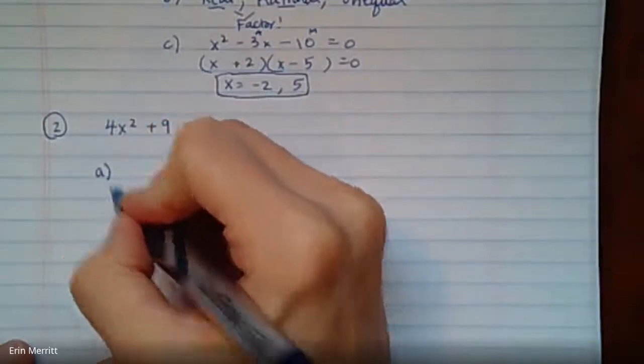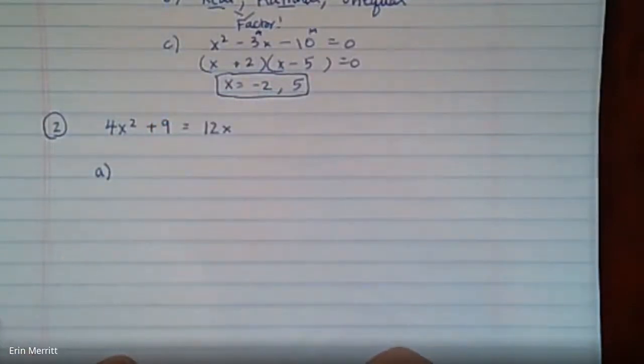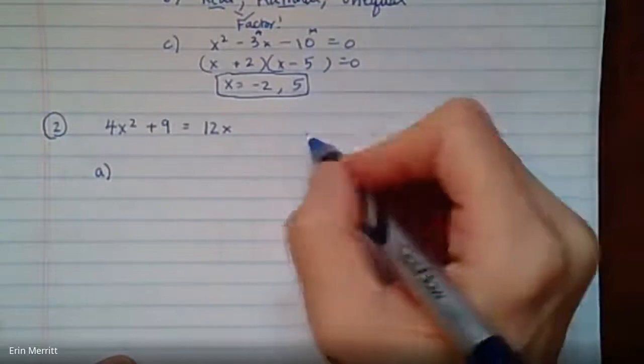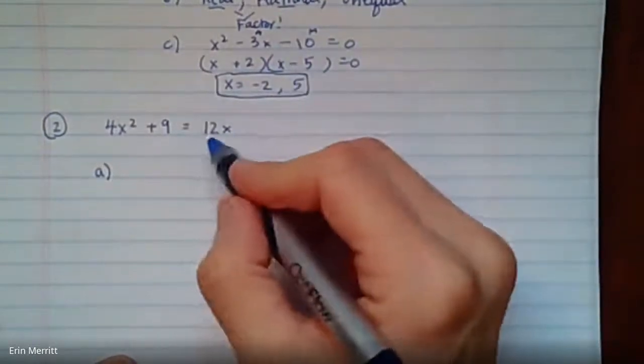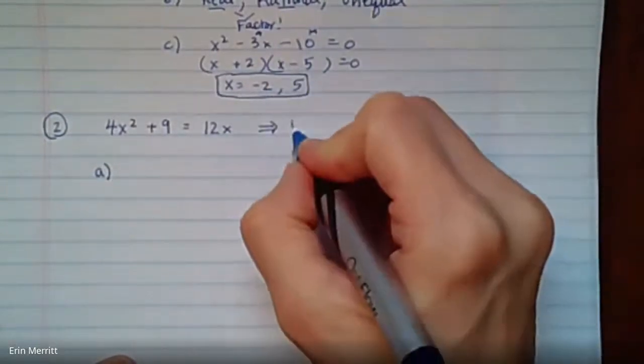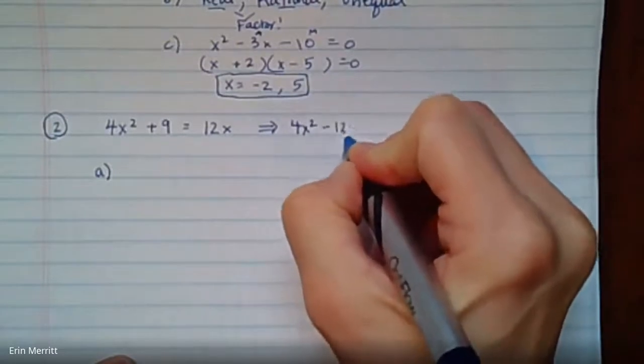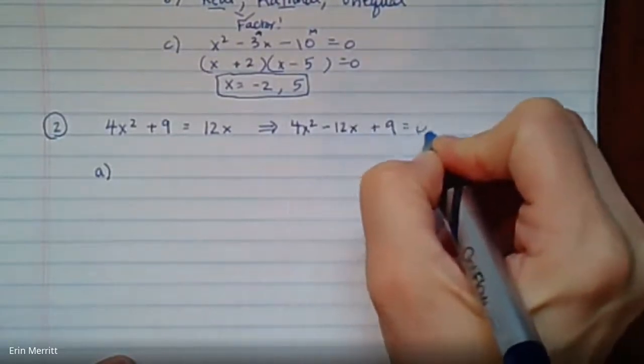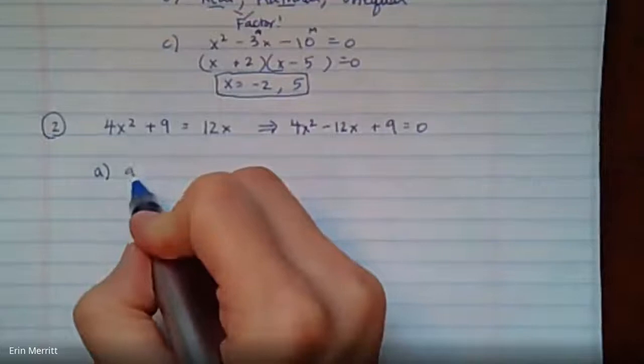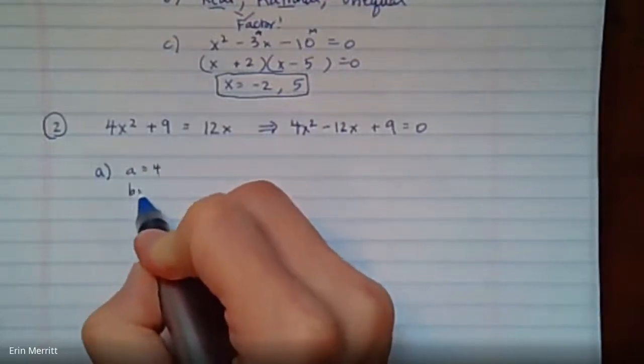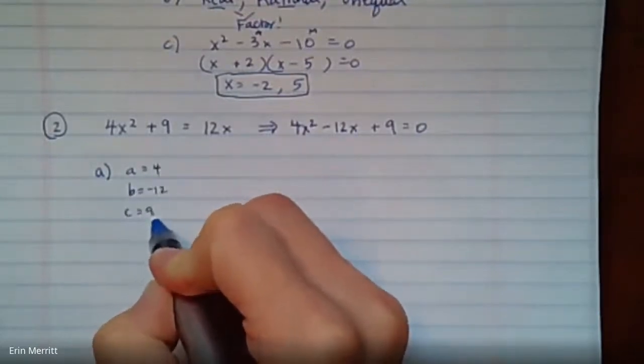So part A, we're going to calculate the discriminant. All right, well, let's see. I'd have to rearrange this guy first. This is really 4x squared minus 12x plus 9 equals 0. Make sure it's in that standard form. So then A is 4, B is -12, C is 9.